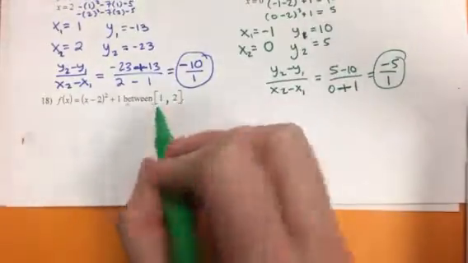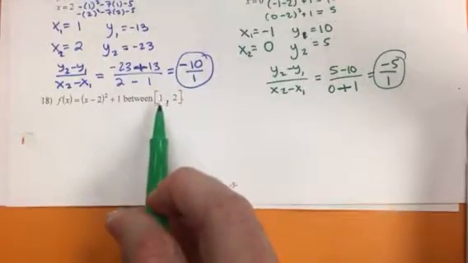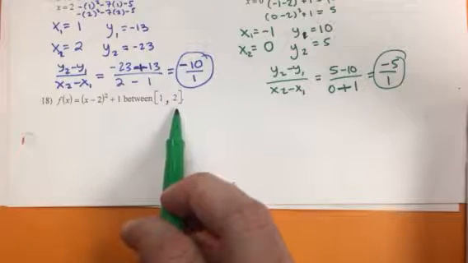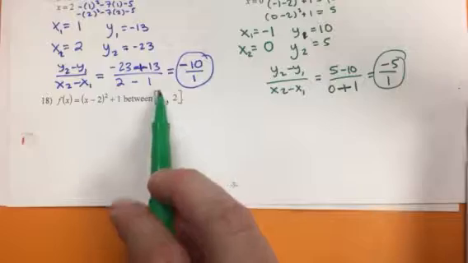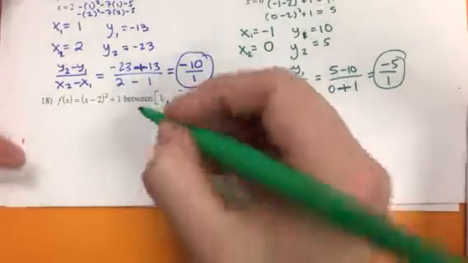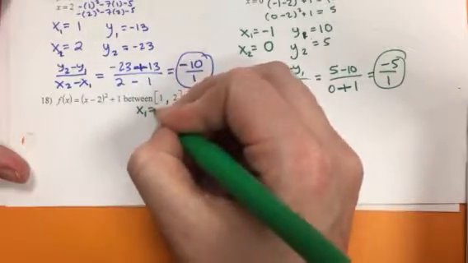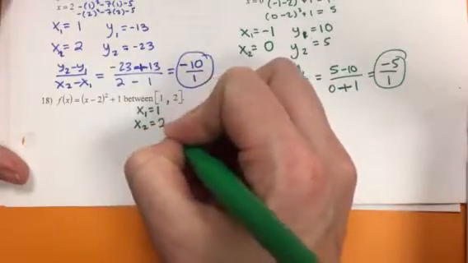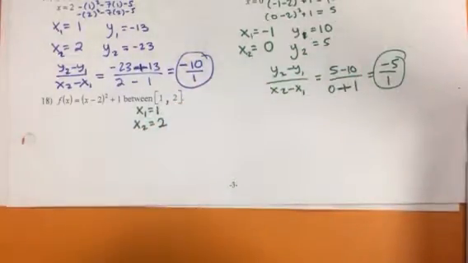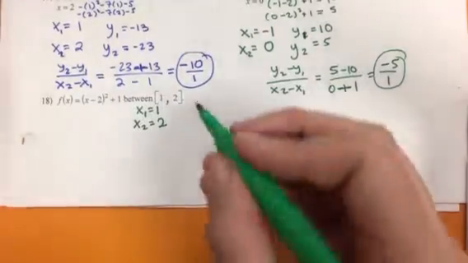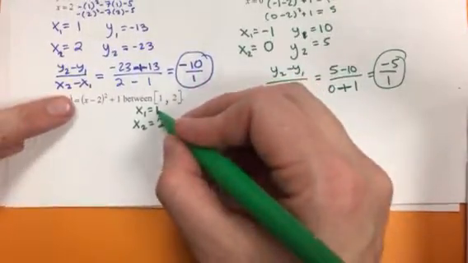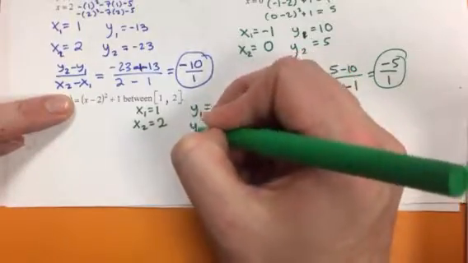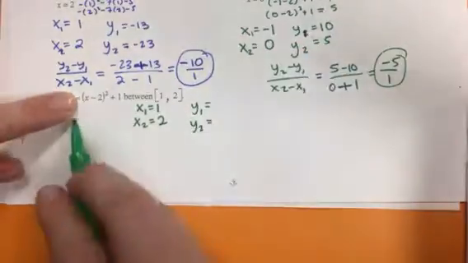Next one, when we have it written as an interval, these values are not x and y. If it were parentheses, then it would be a point. But because of the brackets, we're going to have x1 equals 1, and this will be x2. Now, I'm going to plug the 1 in and find what my y values will equal.